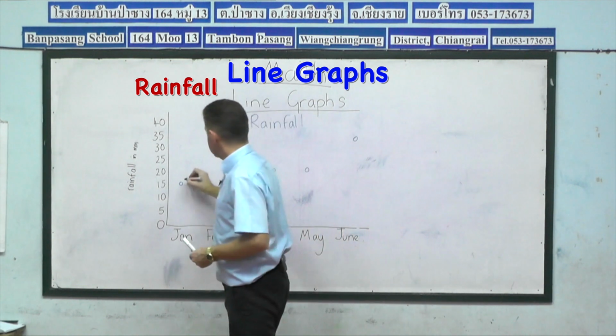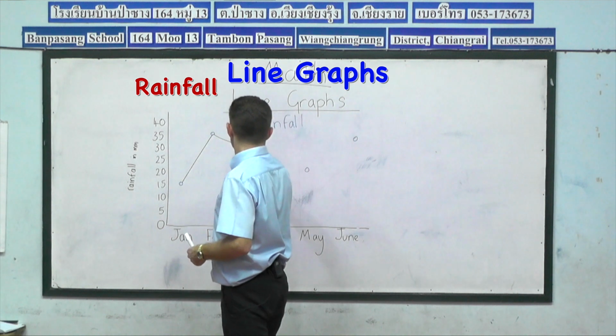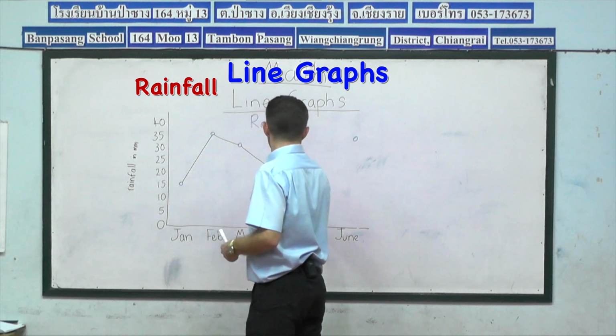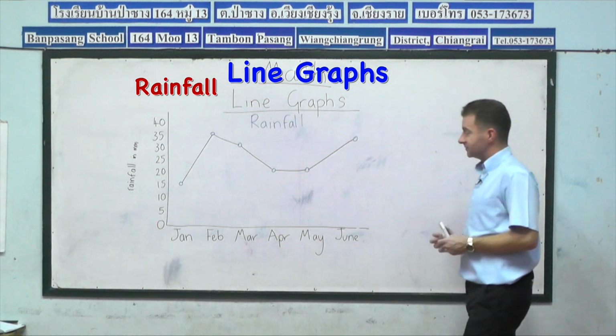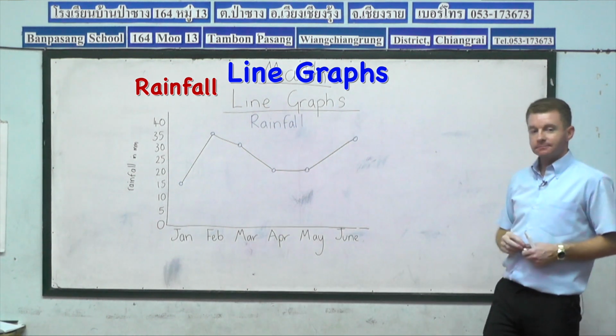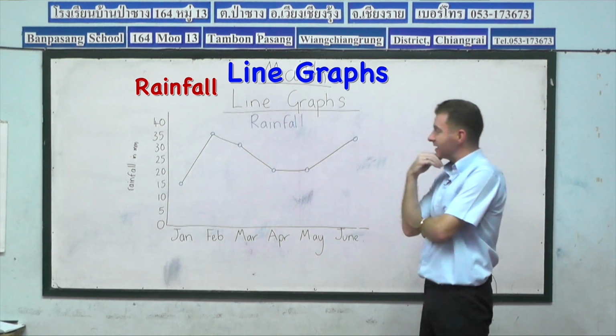So we'll go here, here, here. Now guys, is it a line graph yet? Yes. Now you can see the line, so we can say it's a line graph.